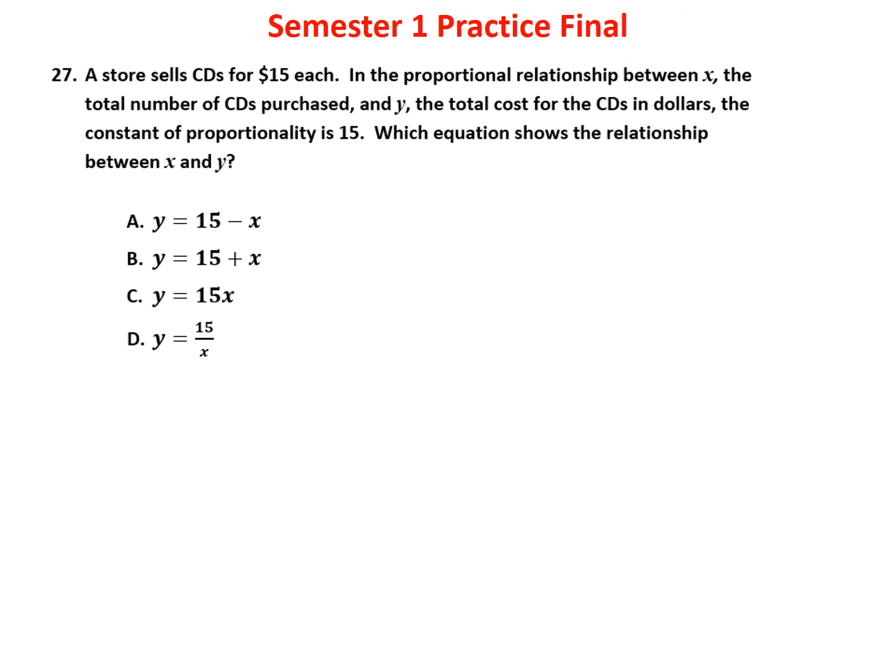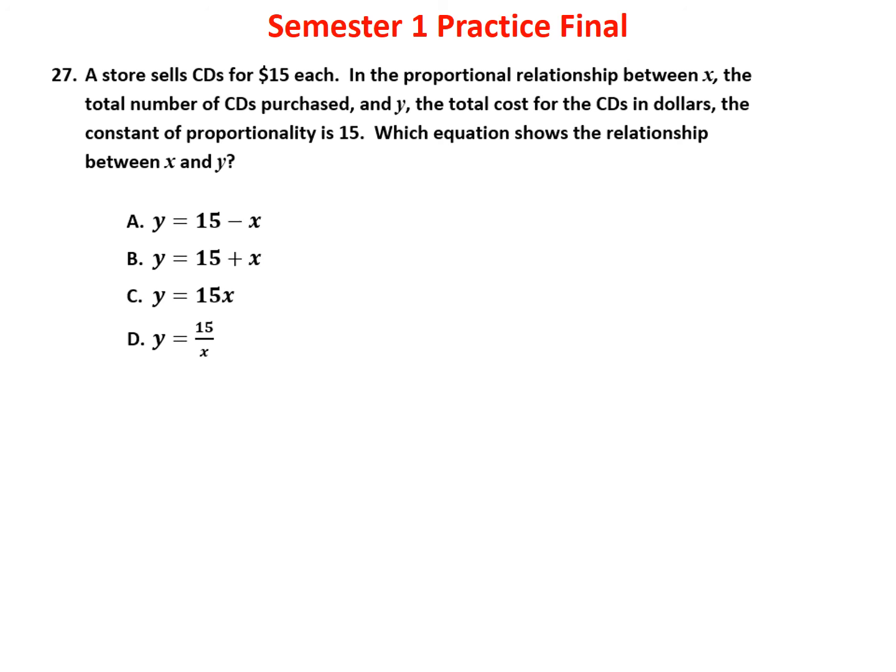Problem 27 says that a store sells CDs for $15 each. In the proportional relationship between X, which is the total number of CDs they purchased, and Y, which is the total cost they paid for the CDs, the constant of proportionality is 15. They want to know which of these equations, A, B, C, or D, represent that relationship between X and Y.